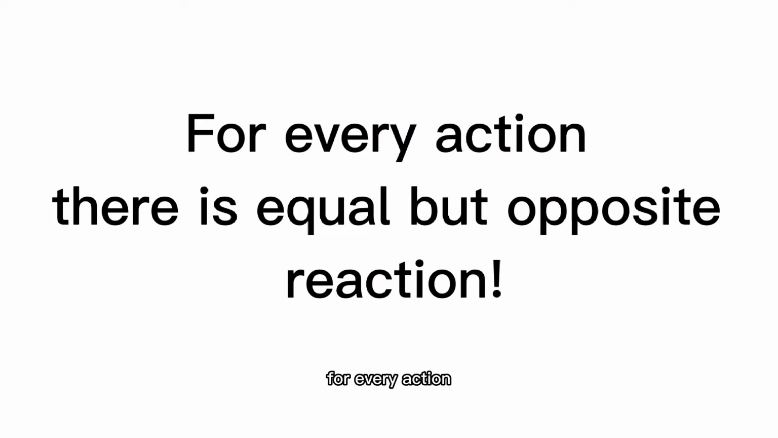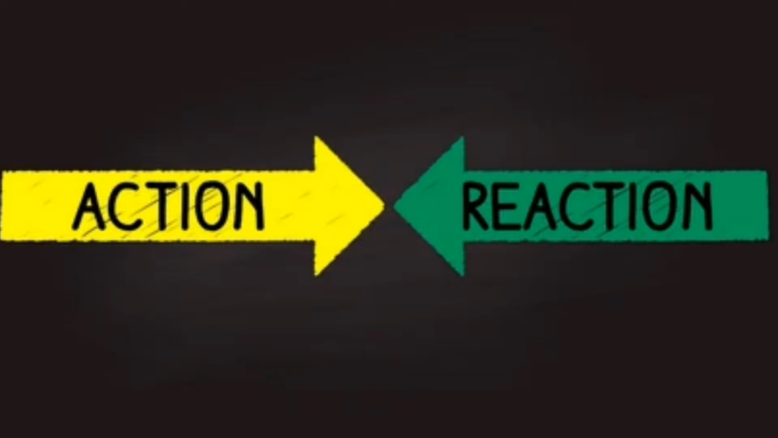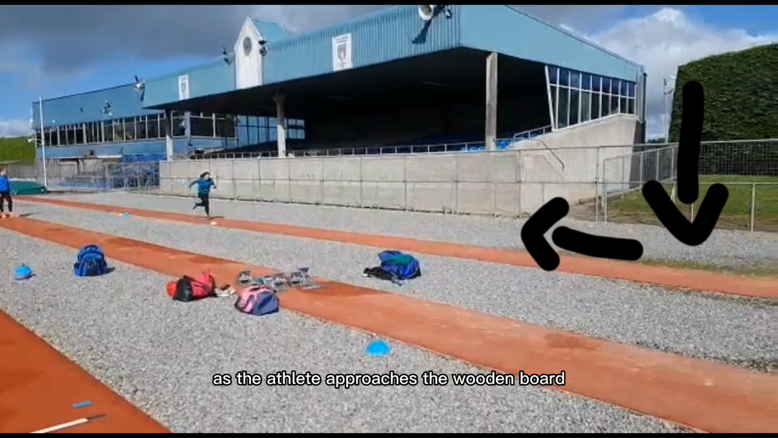Newton's third law is action-reaction. For every action there is an equal and opposite reaction. For example, a student pulls on a desk, the desk pulls on a student. This is how you can pull yourself forward. These are represented as the athlete approaches the winning board.